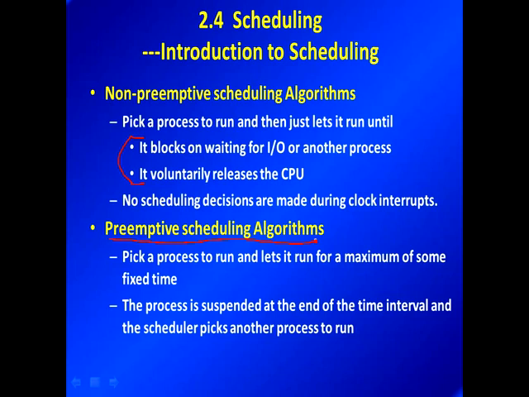So this is the basic difference between non-preemptive and preemptive scheduling algorithms. Non-preemptive scheduling algorithms cannot force any process to get out of the CPU if it doesn't want to. But preemptive scheduling algorithms can do this. They have the right to push the current process out of the CPU, even though it doesn't want to.